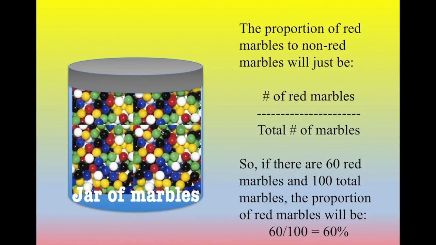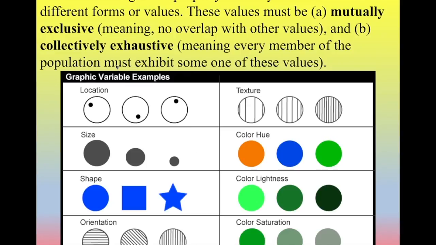So let's say in this particular jar of marbles there are 60 red marbles, and the jar contains a total of 100 marbles of all colors. Then the proportion of red marbles will be 60 over 100, or 60%. Proportions are important, and they're typically given in statistical settings with respect to values of a variable.